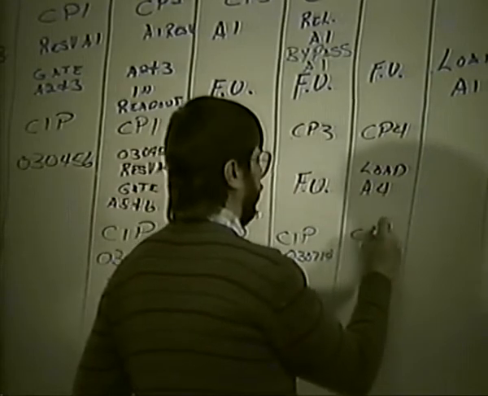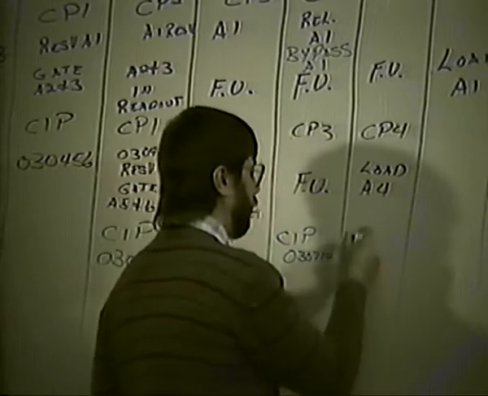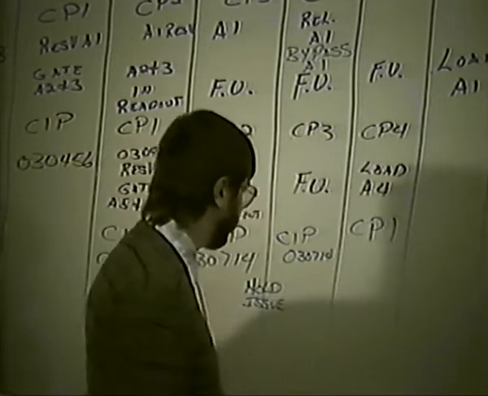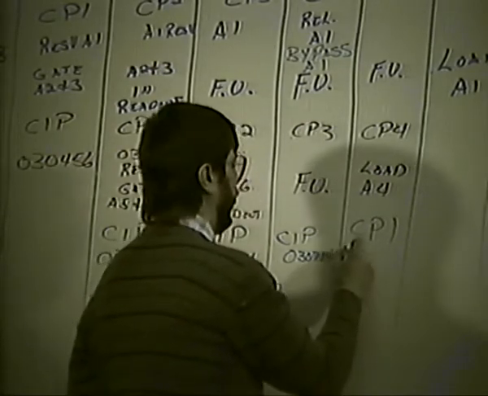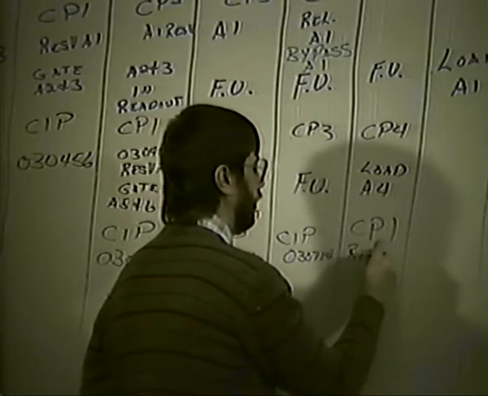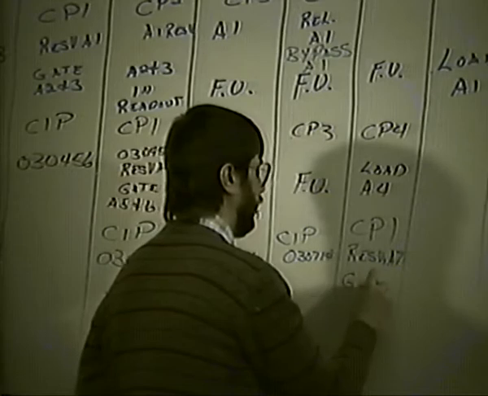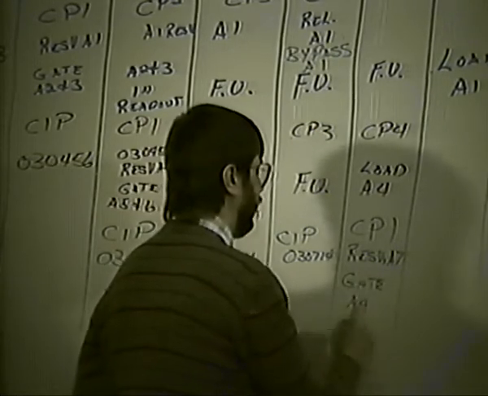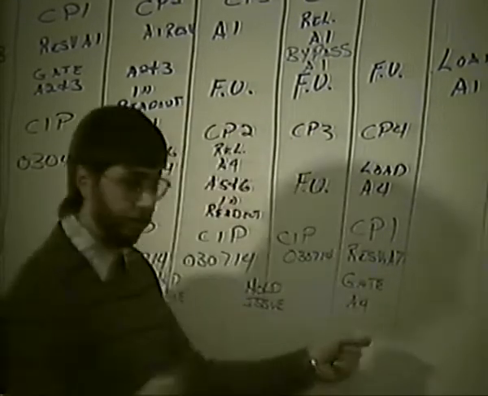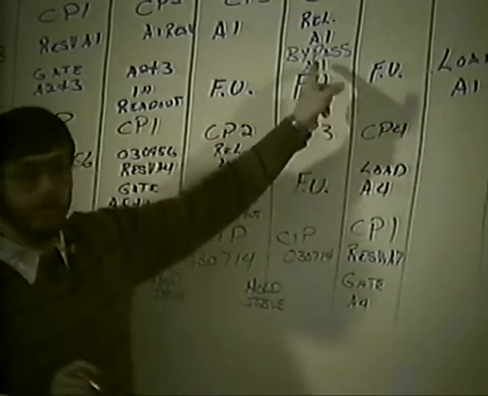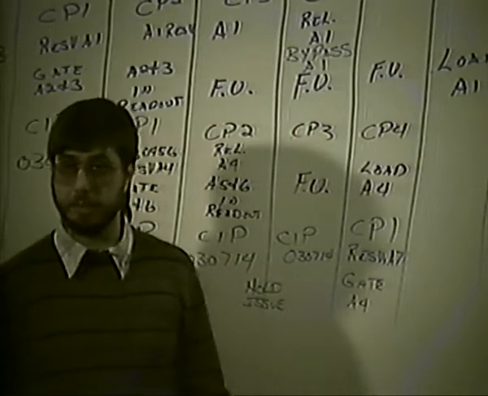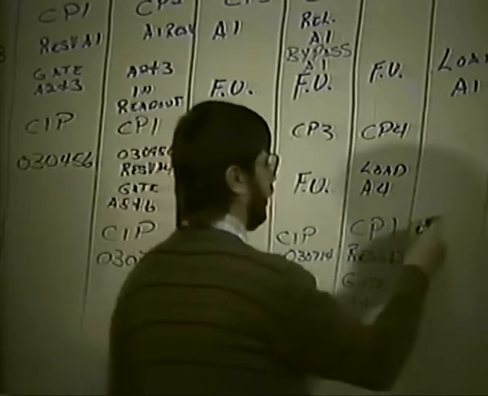So I go to, whoops, almost held issue there. So I go to clock period 1. I reserve A7, gate A4, and that's the only one I gate because of that bypass. He says there's no need to gate A1 because it isn't there yet anyway, but it'll be there by the time you need it. Next clock.